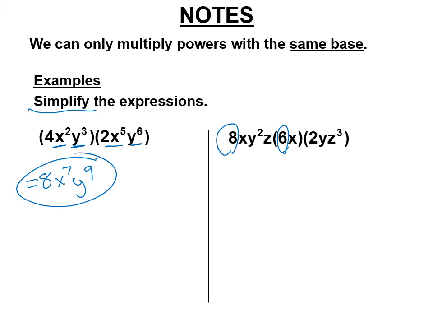Negative 8 times 6 times 2. Right? You can multiply numbers in any order. 6 times 2 is 12. And 12 times 8 is 96. And there's one negative, so it's negative 96. Then you look for the x's.